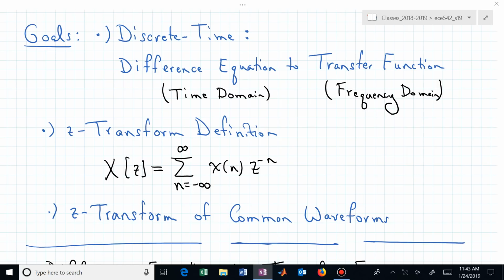The sequence is now little x of n, a discrete sequence, and we want to move that sequence into the frequency domain, and there is the definition of the z transform. We'll try to give an intuitive feel for where that comes from, but it's really a way to go from time domain to frequency domain in discrete time systems. What we'll focus on more in this video is using that definition and finding the z transform of some common waveforms.